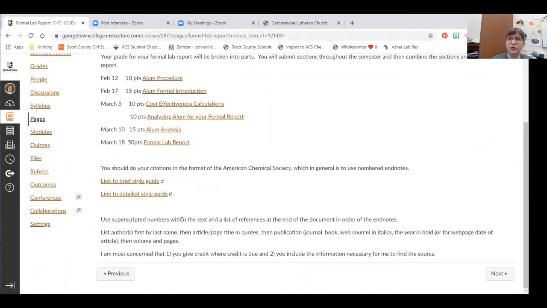So a few of you were asking me about how to do citations. In chemistry journals, rather than putting the author's name in parentheses the way you would with APA style, we tend to do endnotes, where we have a numbered superscript, and then at the end of the article list all of the references. There is a style guide, the bottom link here, the link to the detailed style guide, is the official, this is how you do everything perfectly.